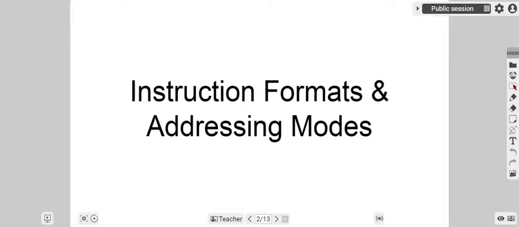In the previous lecture, we completed the instruction set of the 8085 microprocessor. Here we will study what the instruction formats and addressing modes are. Before studying instruction formats, we have studied all the instructions of 8085.